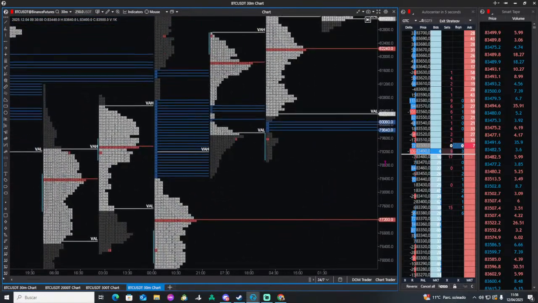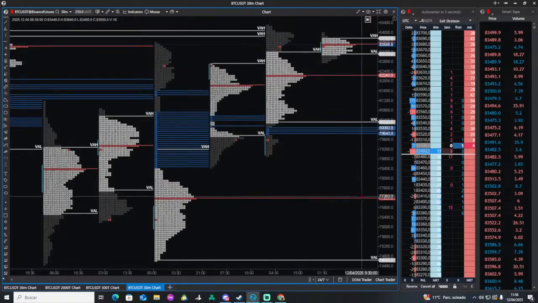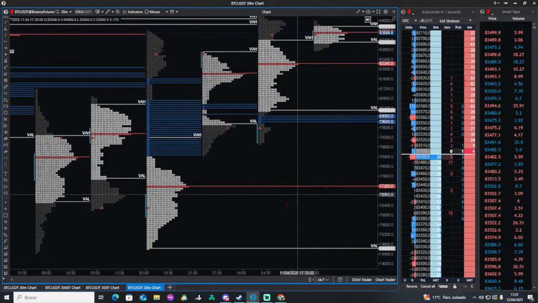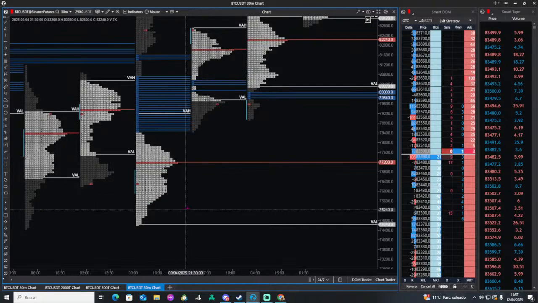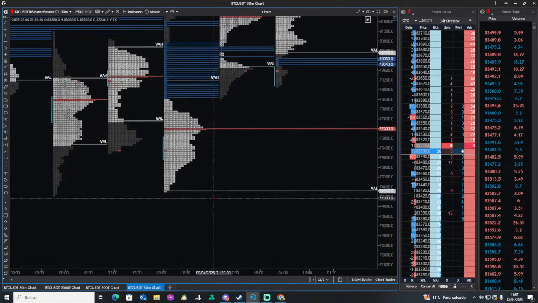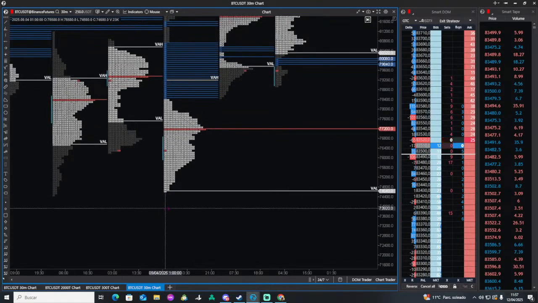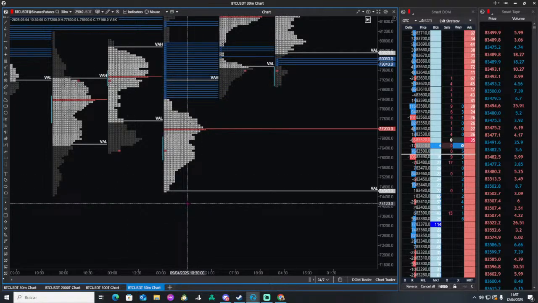After this, I'm going to explain another type of TPO, like this one. We have a really big tail with a lot of imbalance. We have this odd node of time with this TPOC, and it doesn't have a tail. When it doesn't have a tail, we create what is called an unfinished auction.